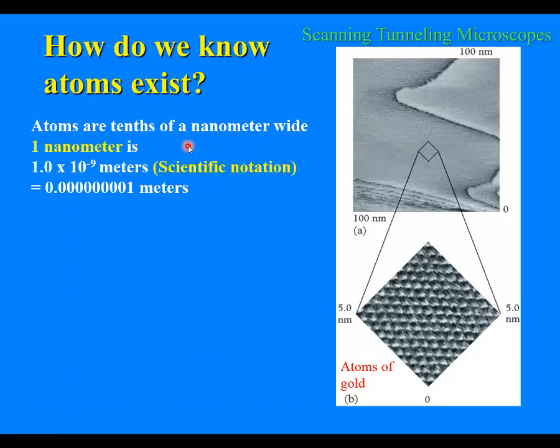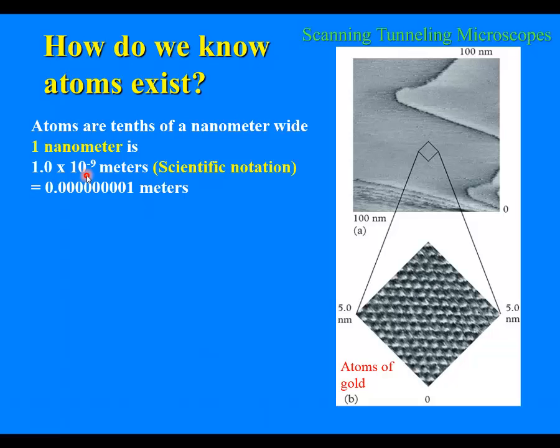So I said that a nanometer was a billionth of a meter. Well, atoms are a tenth of a nanometer roughly in size, so about 0.1 to 0.2 nanometers. So that means they're about a tenth of a billionth of a meter. Okay, so they're very small. Now, if I want to use scientific notation to write a billionth of a meter, it's written as 1.0 times 10 to the negative ninth.